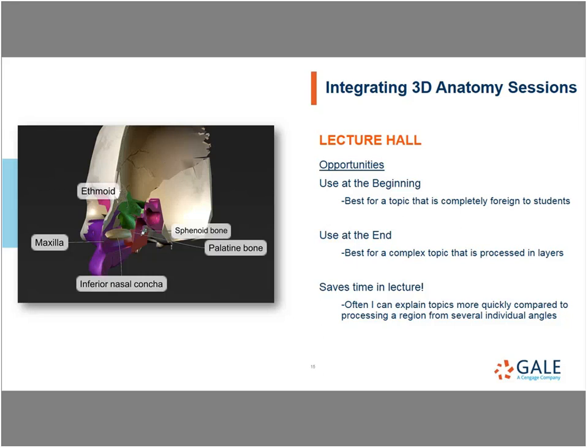Another great place to use this is at the end. If you have worked through a complex topic in multiple layers, where you've talked about muscles and then arteries and then nerves, it can be nice to run through a simulation that shows the students how they're all integrated together in the big picture. I have found that this often saves me time when I'm lecturing. It allows me to explain topics in much less time. If I'm doing that multiple view thing when I'm doing the pelvic floor, if I just have that 3D model and rotate it, it's almost an instant benefit.